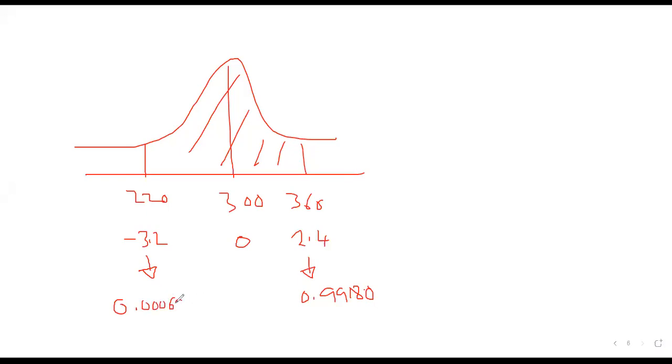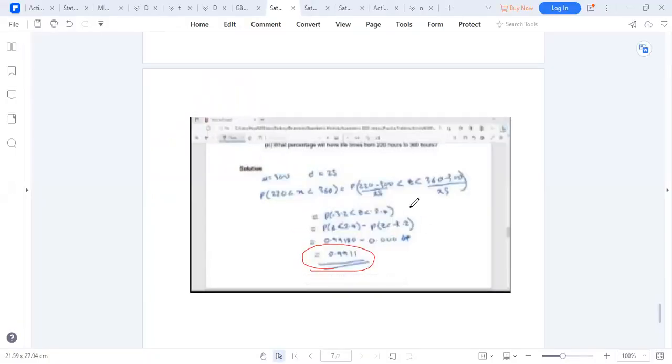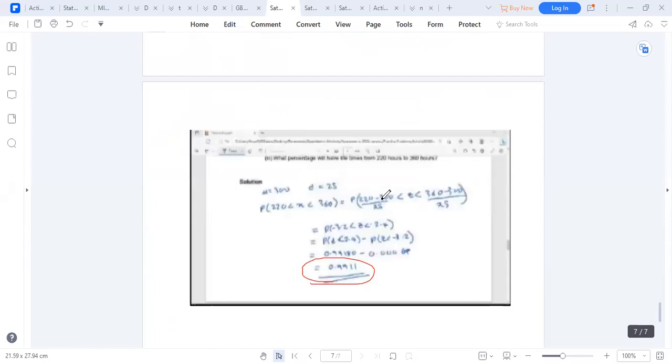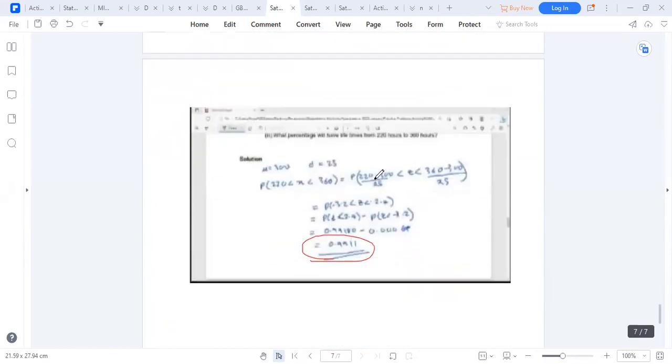Whenever you're finding an interval, just subtract the smaller number from the bigger number. So this minus that is the probability we're looking at. Are we together? An interval, you subtract the bigger number minus the smaller number. So we get 0.9911. That is how 0.9911 was calculated. So that is where activity 2 ends, unless there are any questions.